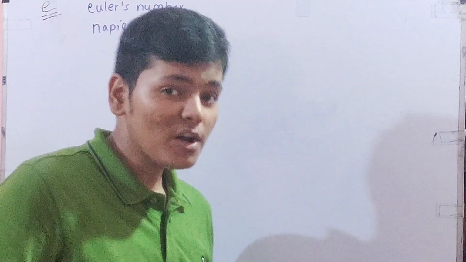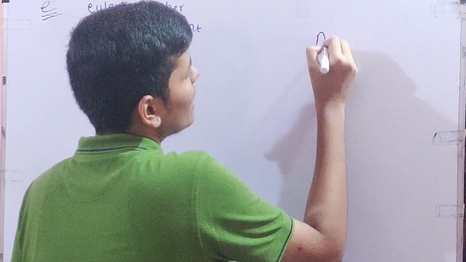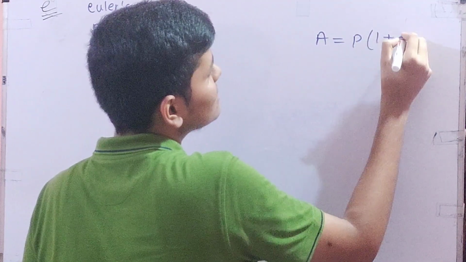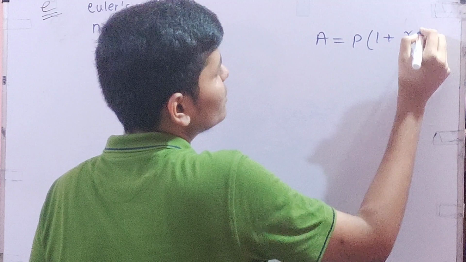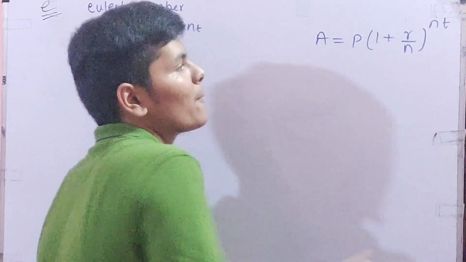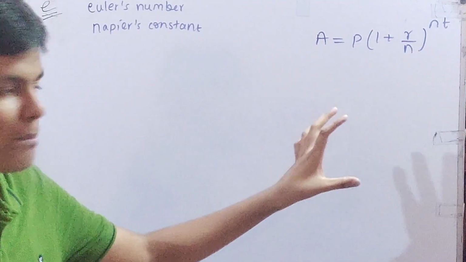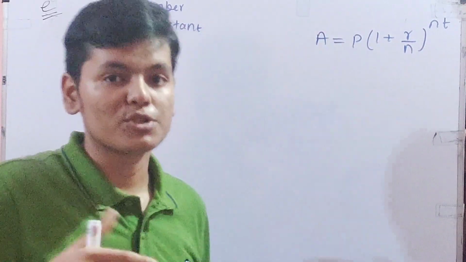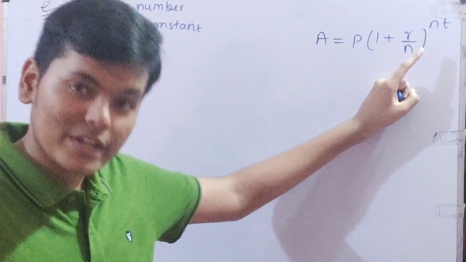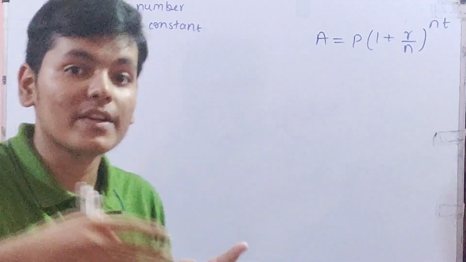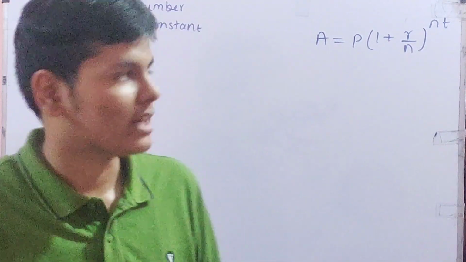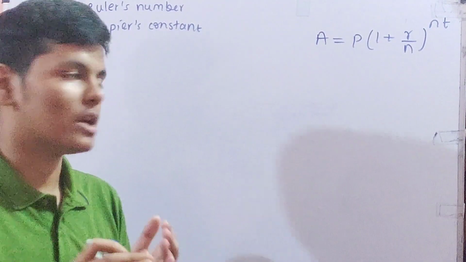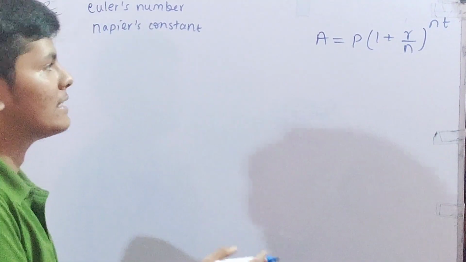Now the formula of compound interest is A is equal to P into (1 plus R by n) to the power of nt. This is the formula for compound interest, where P is the principal amount, that is the amount which you pay, R is the rate of interest, n is the frequency at which the interest is calculated, and t is the duration for which you are getting the loan or the borrowing, whatever it is.